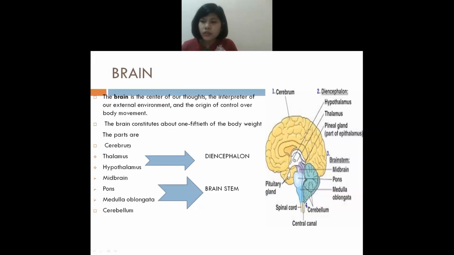Okay, next is brain. So now let's talk about brain. If I say brain, what comes to your mind? It is the center of your thoughts, isn't it? Whatever you do, whatever you are planning to do, your brain is controlling everything. Understand? Your daily activities which you are performing every day, who is controlling them?